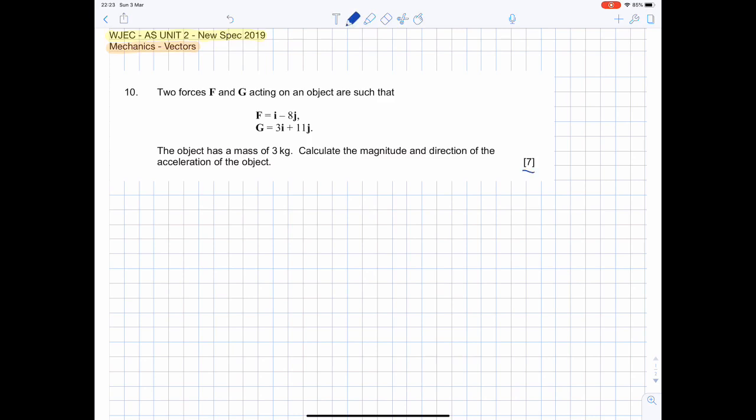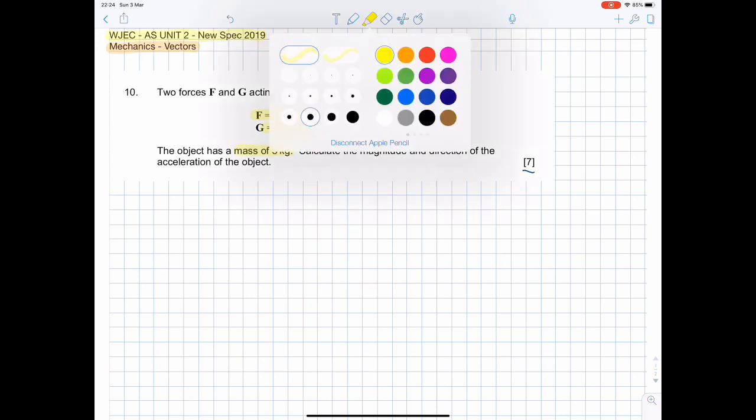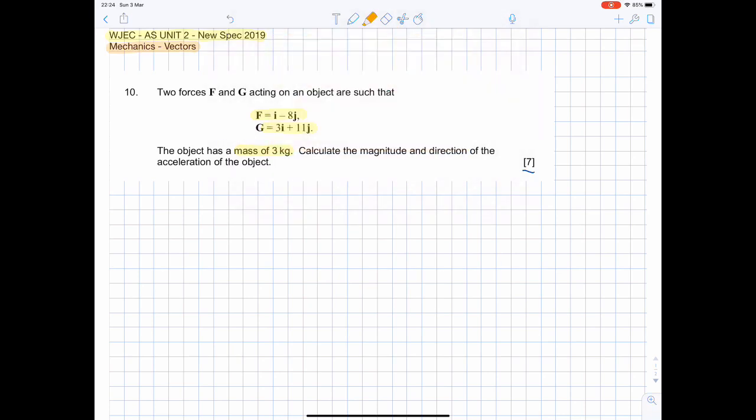Two forces F and G acting on an object are such that F equals i minus 8j and G equals 3i plus 11j. We are then told that the object has a mass of 3 kg. We are now asked to find the magnitude and direction of the acceleration of the object.